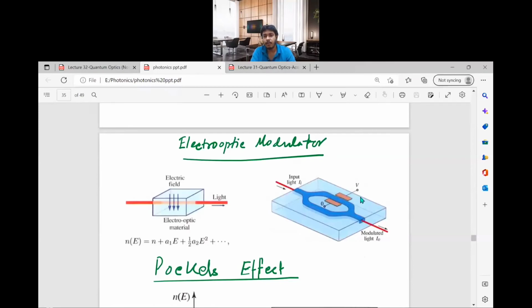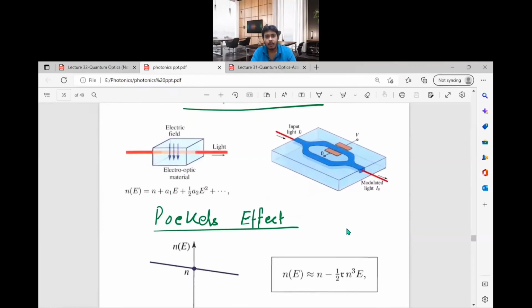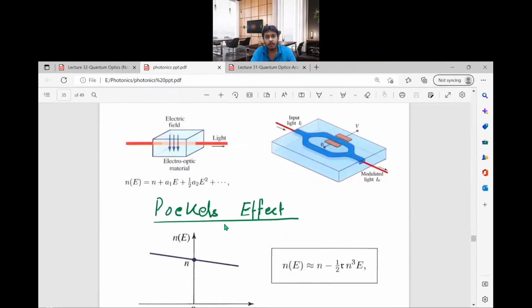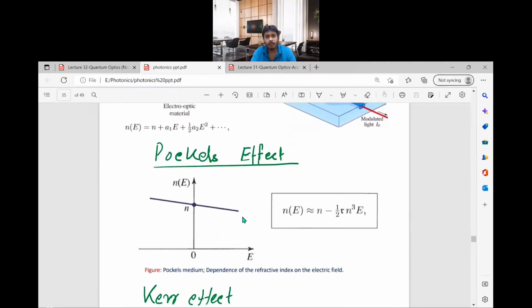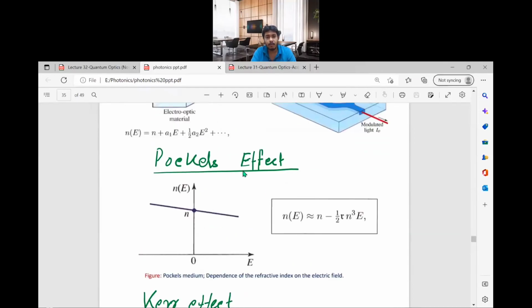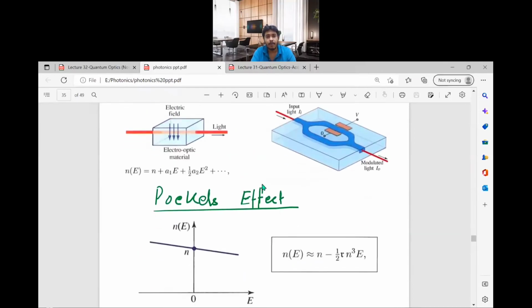So we'll not get any light, and whenever the voltage is zero, we'll get a light, or vice versa also. So in this electro-optic effect, we have two types of effect. One is Pockels effect, and one is the Kerr effect. These two scientists have derived these properties.